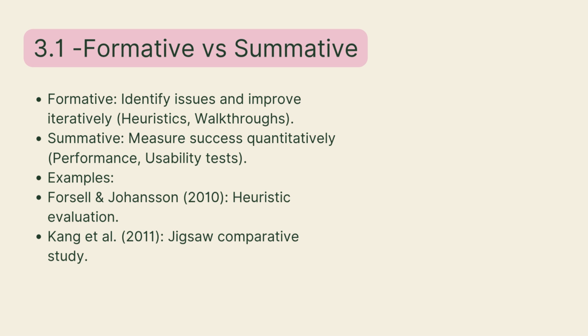Let's zoom in on the two most common types. Formative evaluation identifies issues and improves iteratively using methods like heuristic evaluation or cognitive walkthrough. Summative evaluation, on the other hand, measures success quantitatively using performance metrics or usability tests. For example, Forsell and Johansson used heuristics for a formative study, while Kang used a comparative summative study in the Jigsaw project.